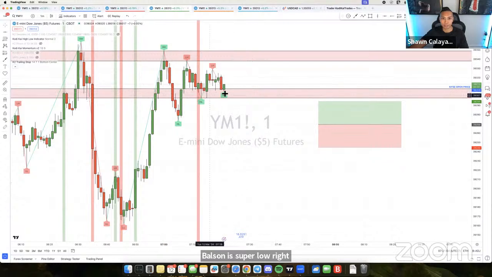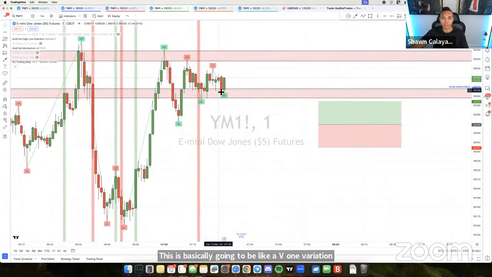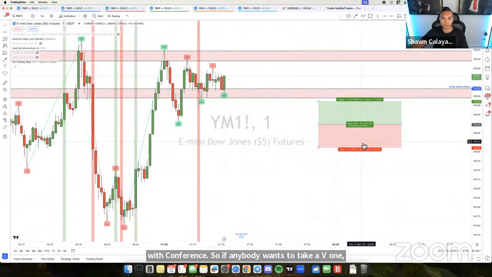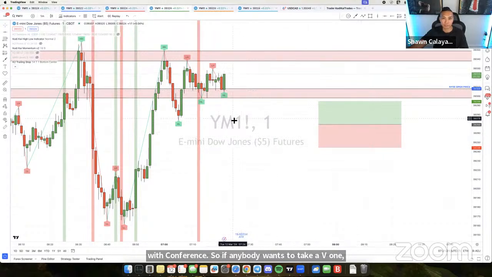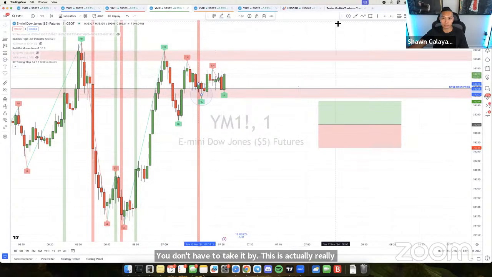There goes a new low. Okay, so this is actually a good thing. If there's a new low right there, this is going to be a double body rejection off the structure. This is basically going to be like a V1 variation with confluence. So if anybody wants to take a V1, this is a V1 variation with confluence. For anybody who's looking to take it, you don't have to take it, but this is actually really good confluence, because now we're getting a double bottom, plus we're getting a double bottom with two reversals on it.